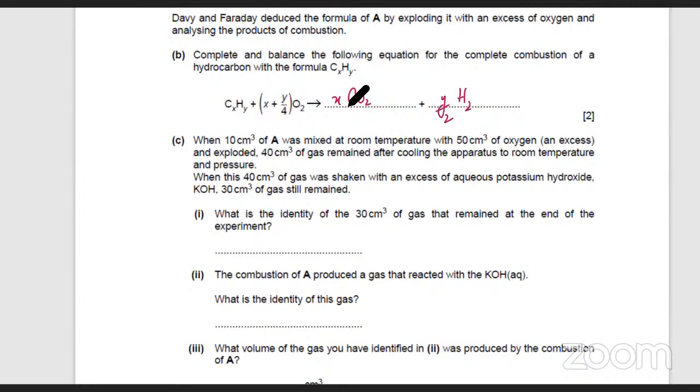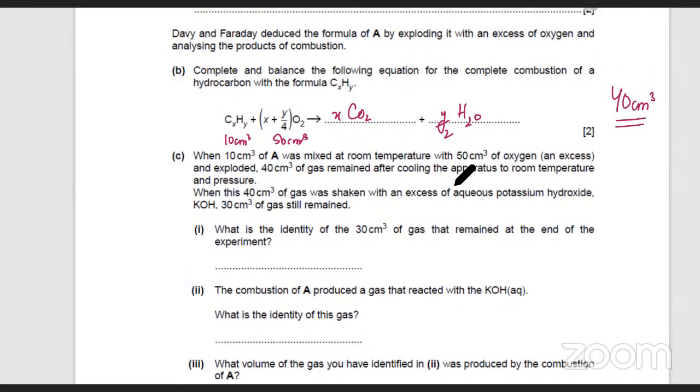Now something similar is happening. Okay, there's a 10 cm cube mixture of, sorry, A was mixed with 50 cm cube oxygen. So इसके उठाया उसका 10 and he reacted it with 50 cm cube. And it was exploded. और फिर क्या 40 cm cube of gas remained at the end. So what is this 40 cm cube of gas that remains at the end?